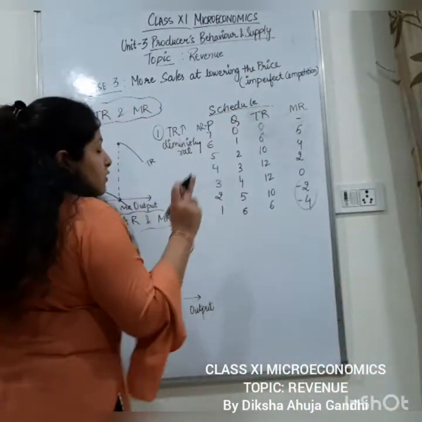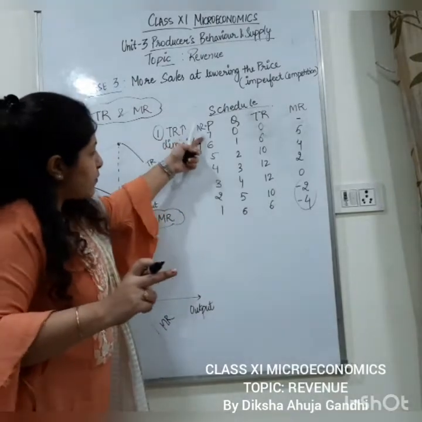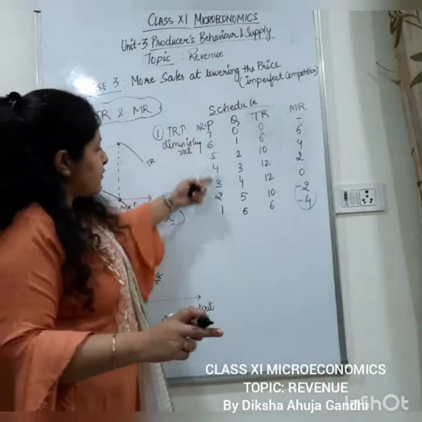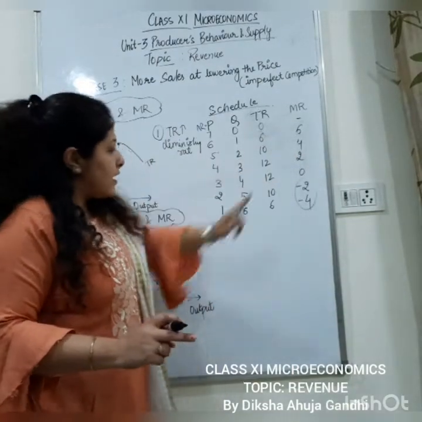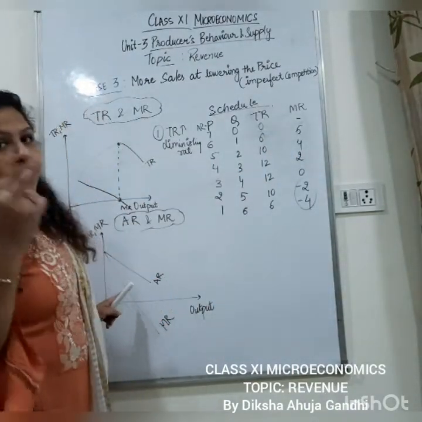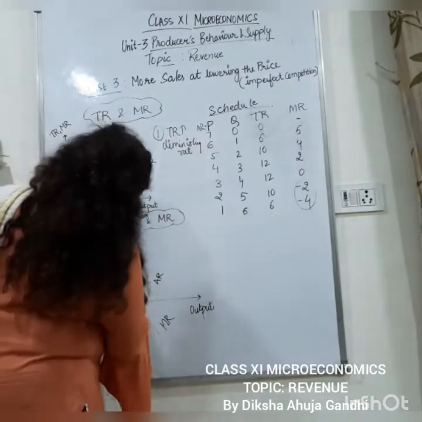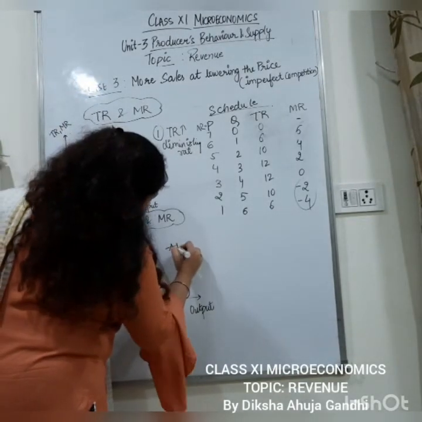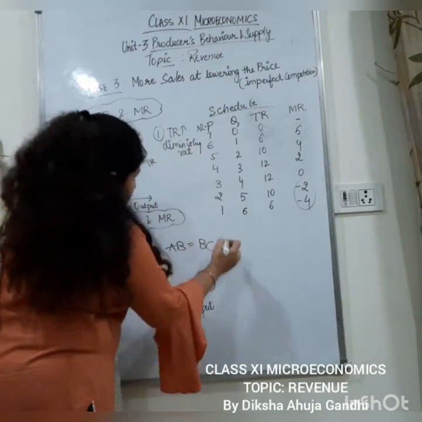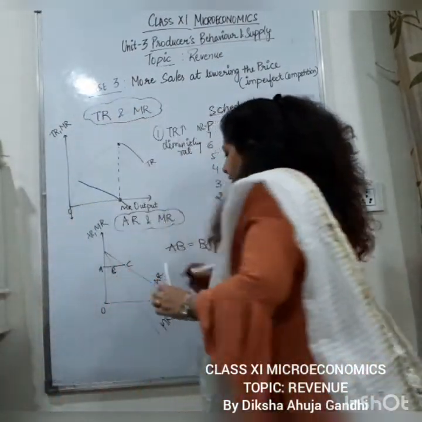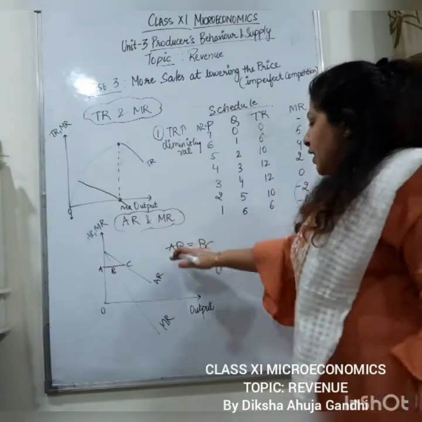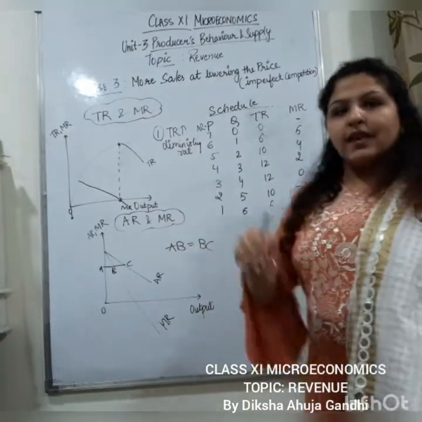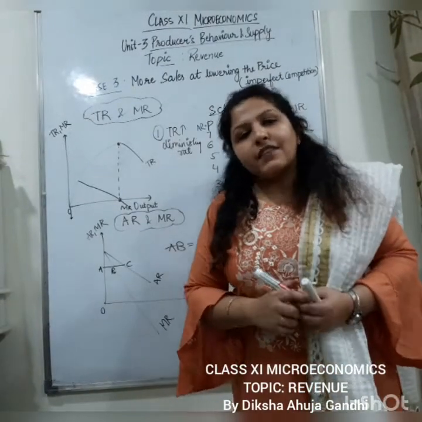One thing I need to repeat, AR curve and MR curve both are downward sloping because both are falling. But MR is falling at twice the rate than AR. Dividing this line into A, B, C, where AB is equal to BC. This y-axis and AR curve is divided into two subparts. AB is equal to BC. So I hope all the three cases are clear to you and the revenue chapter is over here.